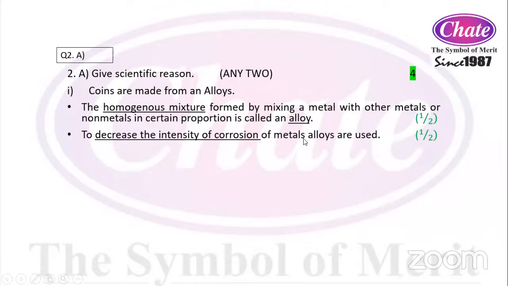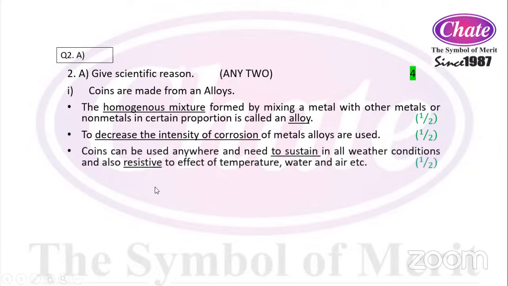That means they are corrodible, and to avoid that, we have to mix them. If you mix a metal with another metal or non-metal, then the alloy will form, and its intention is to decrease the corrosion property of the metal. Now, coins can be used anywhere, as we know, and they need to sustain all weather conditions and also resist the effect of temperature, water and air.